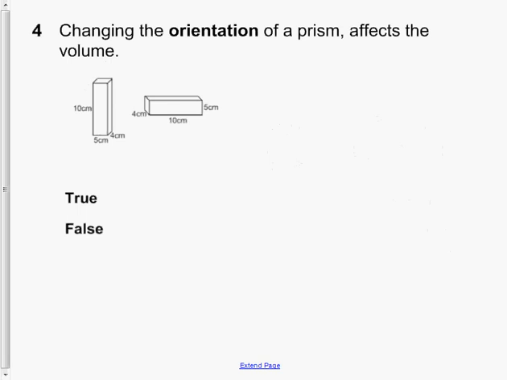Question 4 is an easy one. Changing the orientation of a prism affects the volume. The answer is false. Just because I lay a container down on its side does not affect its volume. In both of these cases, the volume would be 200 centimeters cubed. Right? So the volume does not change if I lay it down on its side.